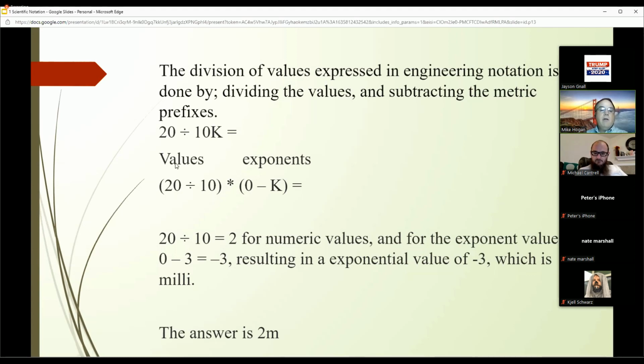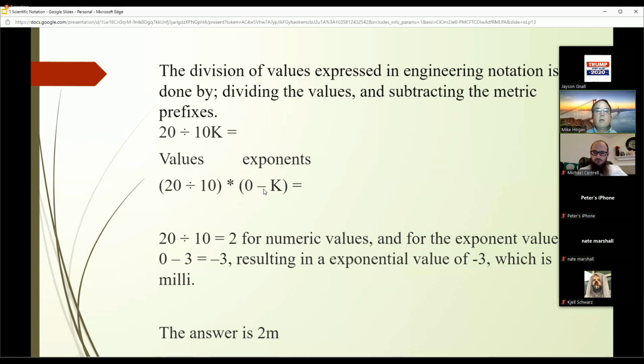And so what we have here is you can deal with just the bases, just the number itself, the values. And then you can also work with the exponents separately, right? And so you wind up with dividing 20, that's the value, divided by 10. It's pretty easy. 20 divided by 10 is 2. And then I can subtract, since I'm dividing, I can subtract the exponents. Now, the exponent for 20 was times 10 to the 0.